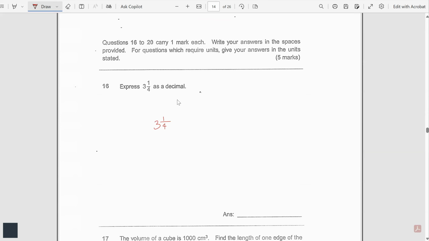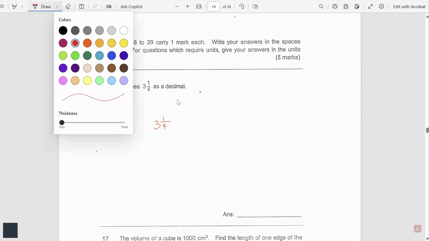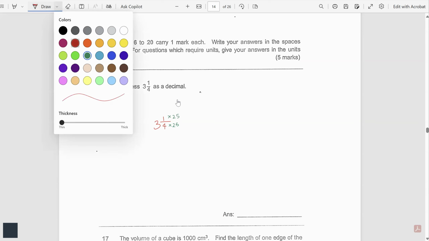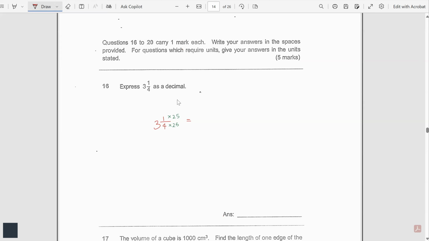So if I want to express a fraction as a decimal, I'll have to change it to over 10, over 100, over 1,000. So what I can do here is I change the 4 to 100 by multiplying it by 25, which means that I need to do the same for the numerator. Do not touch the whole number. Whole number is still 3. So this is 25 over 100, which means it's 3.25.